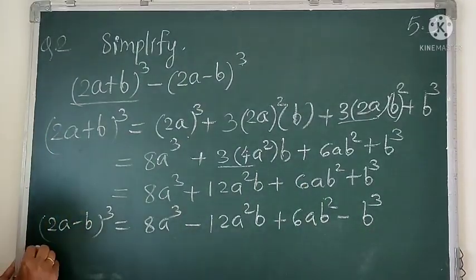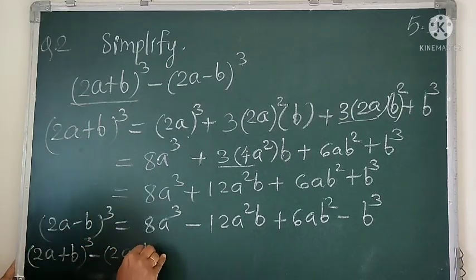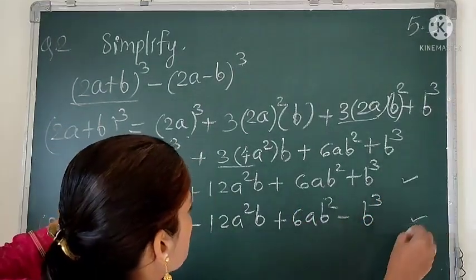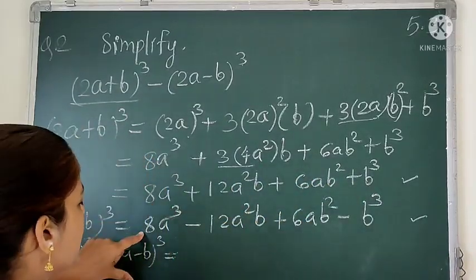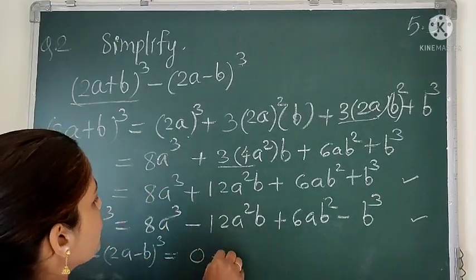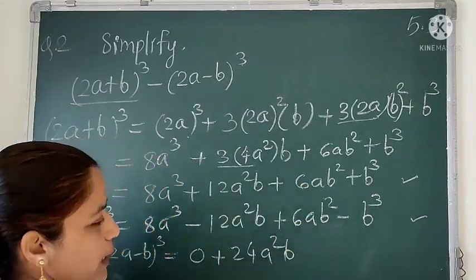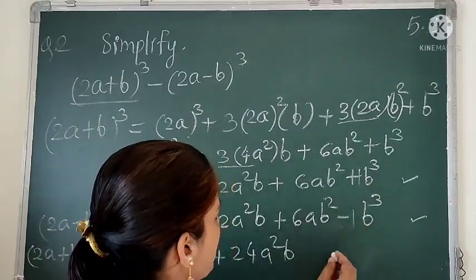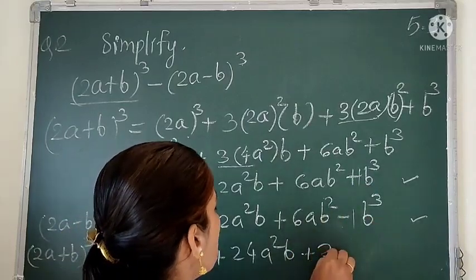Now what we have to do? (2a + b) cube minus (2a - b) cube equals, we have to do subtraction of these two. I have written them already one below the other. So 8a cube minus 8a cube is 0. 12 minus of minus 12a square b, that is 24a square b. 6 minus 6 ab square is 0. b cube minus of minus b cube, that is 1 plus 1. Minus minus becomes plus, 1 plus 1 is 2b cube.